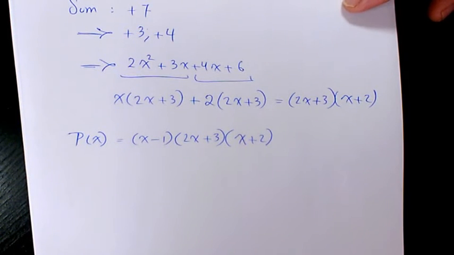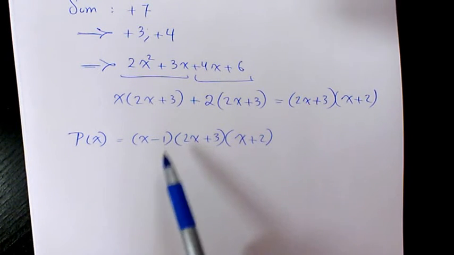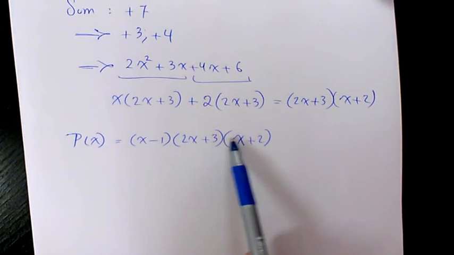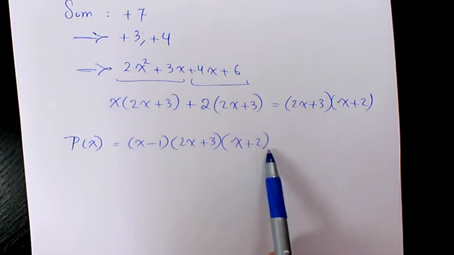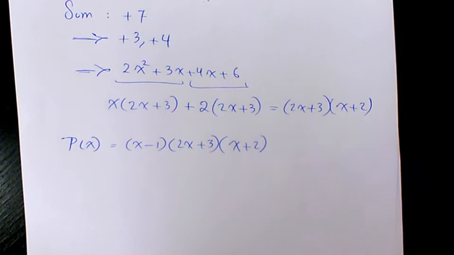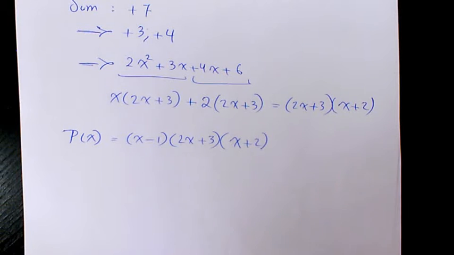In case they ask you to find the zeros, you say x minus 1 equals 0, so x is 1. 2x plus 3 equals 0, so x is negative 3 over 2. And x plus 2 equals 0, so x is negative 2. But in case they ask you to factor it, the factored form is the final answer. Let's look at the next example.